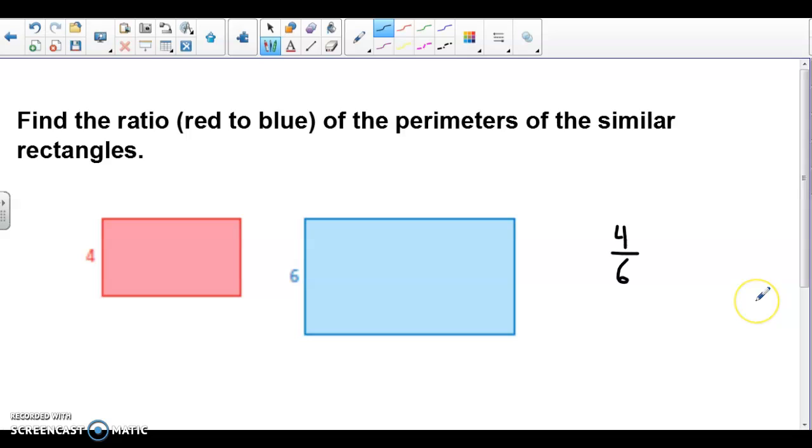Remember from our do now that the perimeter is a one-dimensional measurement, so we just wrote centimeters, or we would just write inches. We wouldn't write squared. So perimeter is a one-dimensional measurement. That's why the ratio is a one-dimensional ratio. So 4 over 6 would be simplified to 2/3. So the ratio of the perimeter of the red to the blue would be 2/3.